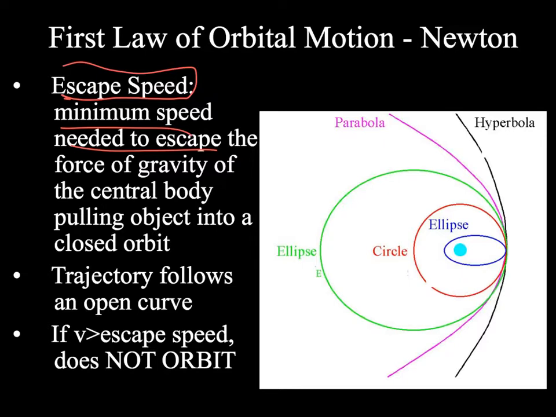So if the velocity is greater than the escape speed, then it does not orbit. All that means is if we shoot something off, let's say this is planet Earth, and its velocity is not greater than the escape speed, then it'll fall back to the surface. So we need the speed to be fast enough so that it shoots off, and as it pulls back towards Earth, it misses Earth, and then you are in orbit. Okay, so again, that's the concept you need to remember.